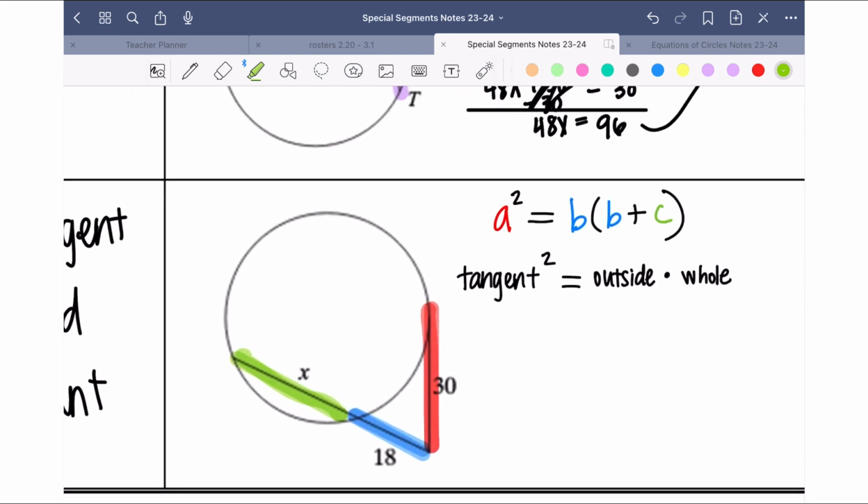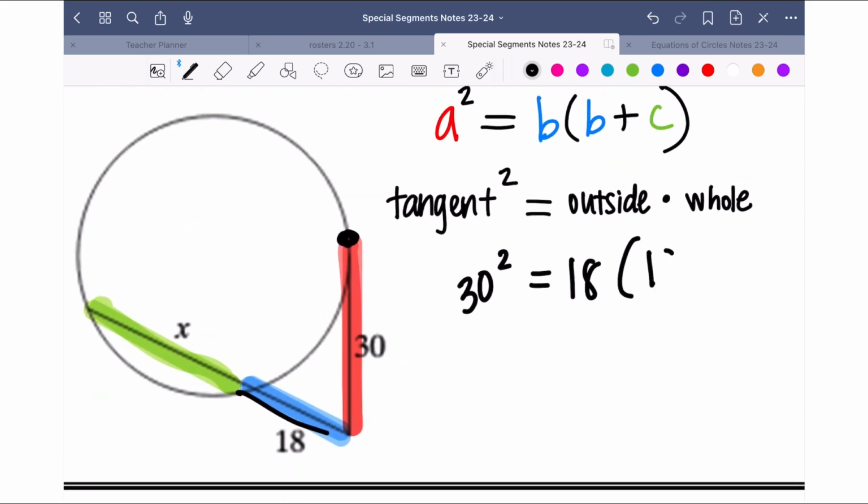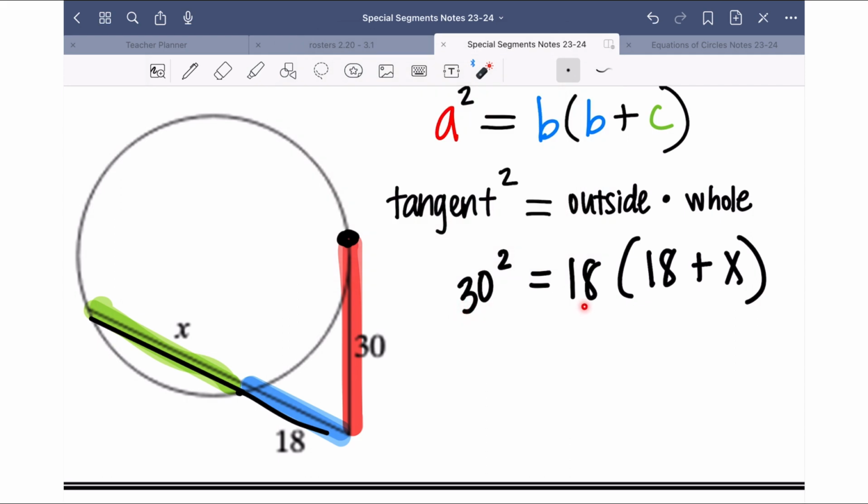All right. So following the formula, if you want to copy the formula, copy it down. Either one, you don't have to do both, whichever one you want. Tangent squared equals outside times the whole. Okay, so I know which one's tangent. It's the one that only touches the circle once. So that's 30. So it's 30 squared equals the outside portion of my secant, which is 18, the outside here, 18 times the whole thing. So that would be the 18 section plus this section. That would give us the whole segment, which for that portion, it's, I don't know. It's just X. Okay. And so this is our formula. Tangent squared equals the outside, which is 18, times the whole segment, 18 plus X.